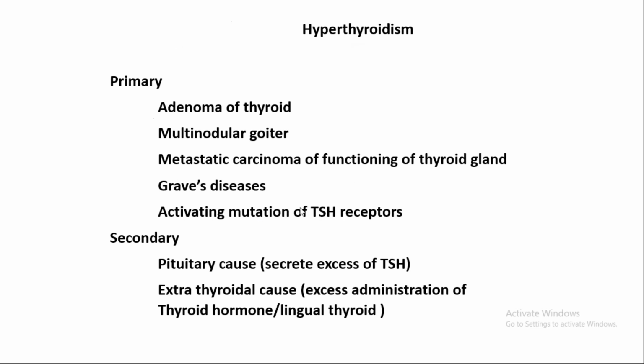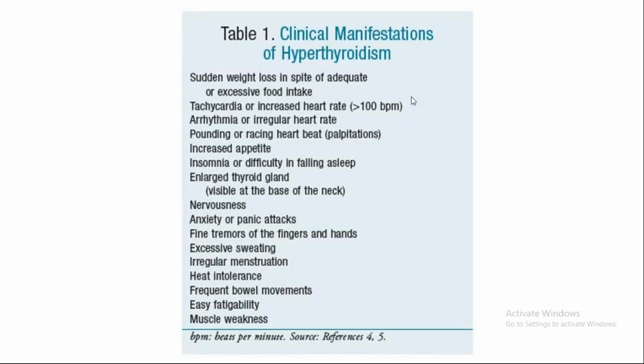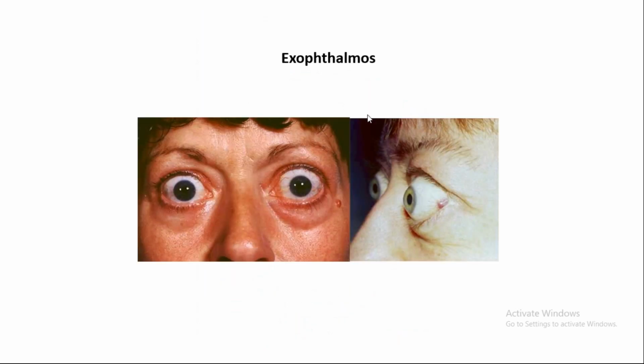This is at the level of the primary, and at the secondary, the pituitary can secrete excess thyroid stimulating hormone. Extrathyroidal causes also exist. An extrathyroidal cause may be excess administration of thyroid hormone, or some anatomical distribution of tissues like lingual thyroid. So that will lead to secondary hyperthyroidism. So both together finally will increase the thyroid hormone concentration in the plasma, and ultimately this situation is known as hyperthyroidism, and these are the effects.